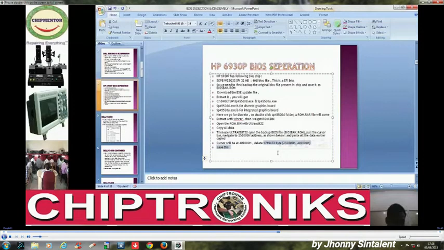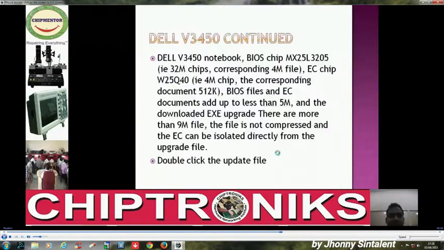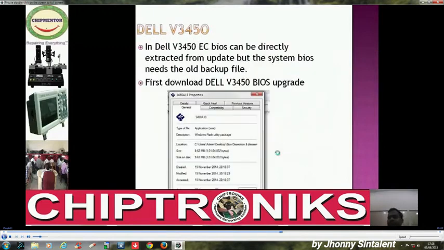Now, this is one example of how to handle an EFI BIOS. In the next case study, I'm going to handle the Dell Vostro 3450 BIOS, and there we can see a little more complex case when we have an EC BIOS also. So let's go to our next case study and check Dell Vostro 3450.